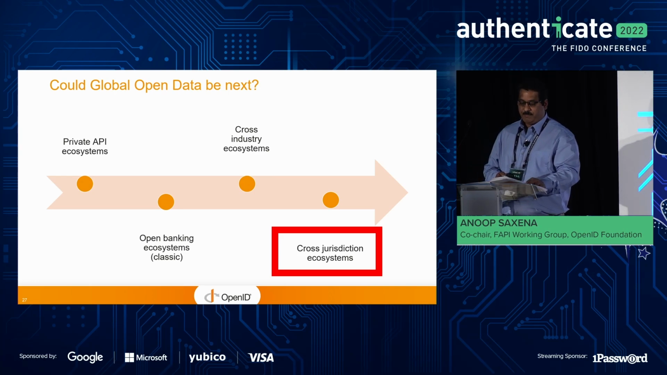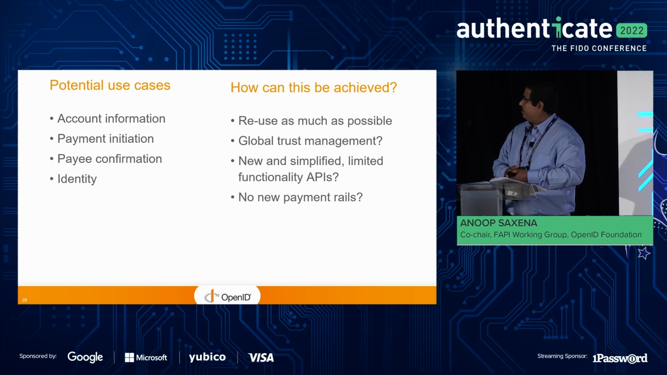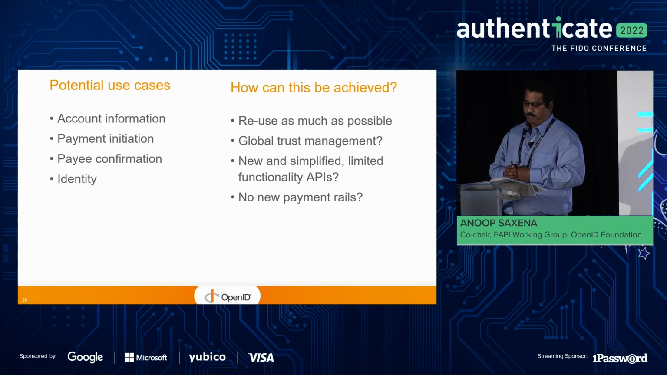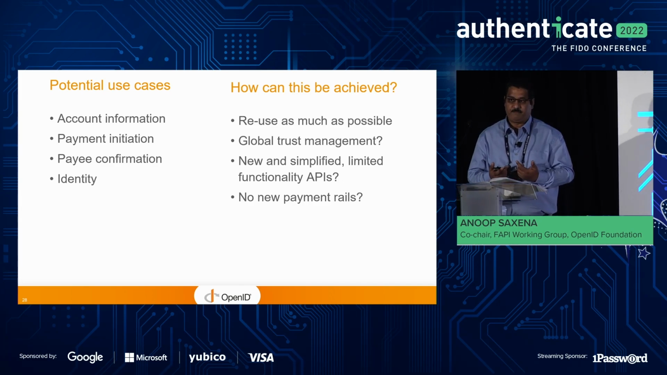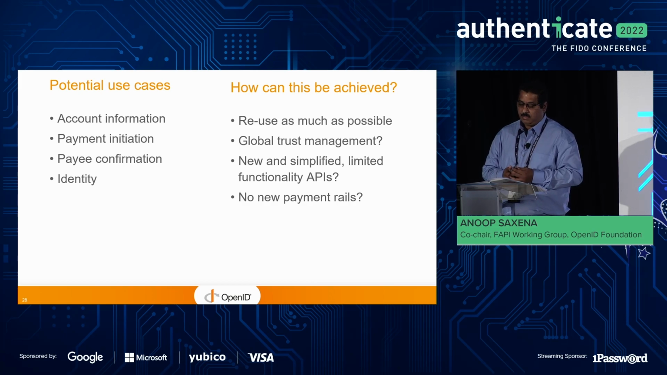Some of the white papers have covered potential use cases that we will be looking at. Account information: how do we do it cross-jurisdiction? I mean, can fintech apps developed in the US access account information in the UK? Payment initiation, payee confirmation, and identity. Some of these use cases we would like to cover.